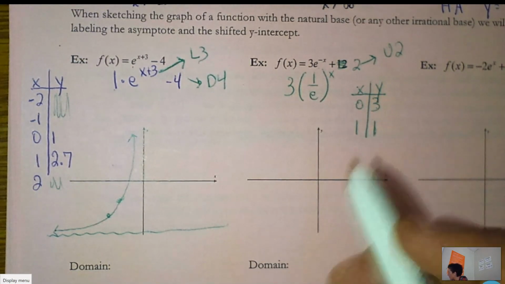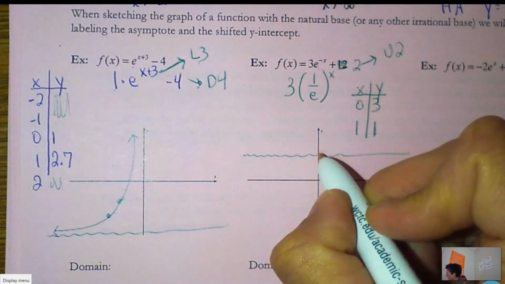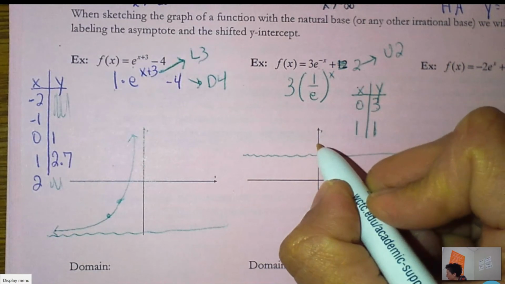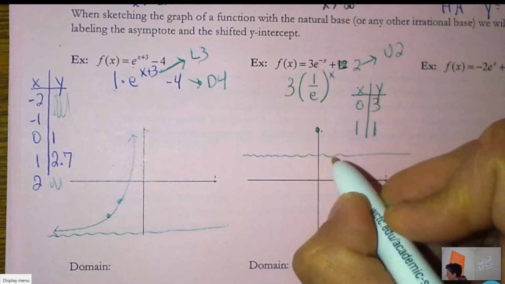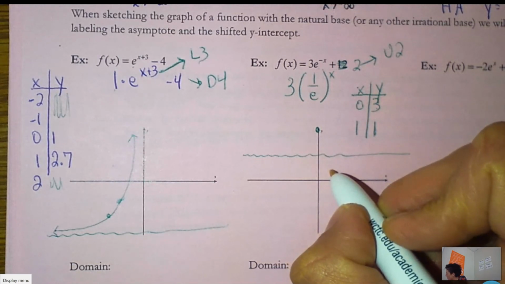And so here comes my wall. I'm just going to go ahead and move my wall here up 2. And then 0, 3 would just move up 2, and 1, 1 would move up 2.